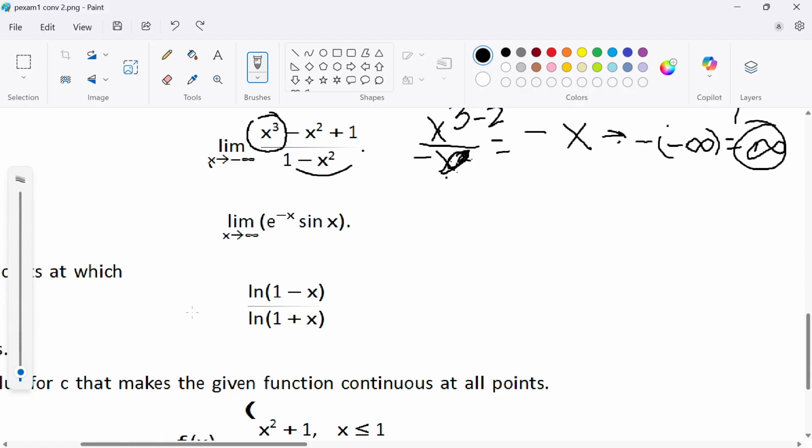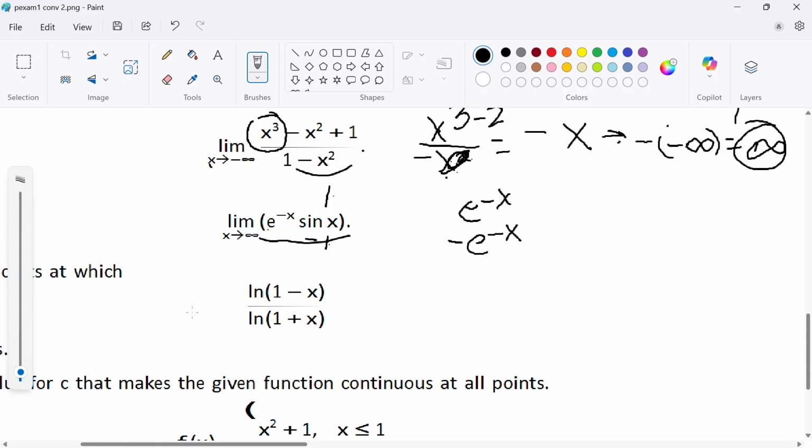I could maybe use L'Hopital's rule with calculus, but I can also use the squeeze theorem. If I can find two values above and below this value, e to the minus x sine x, that have the same limit, then the thing in the middle must have that limit as well. So remember, sine of x goes as high as 1 and as low as negative 1. Well, 1 times e to the minus x is e to the minus x. And negative 1 times e to the minus x is minus e to the minus x.